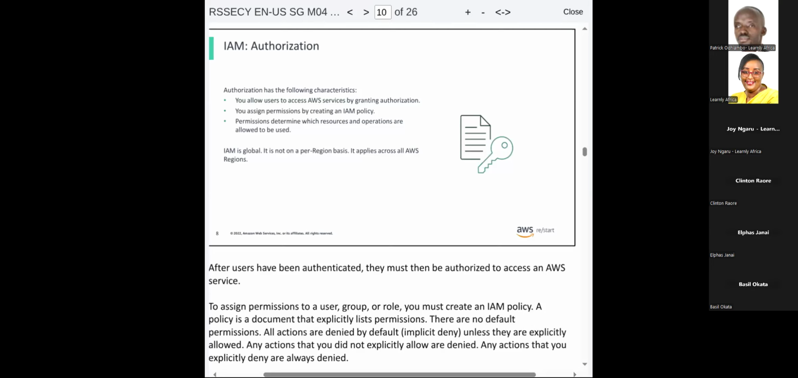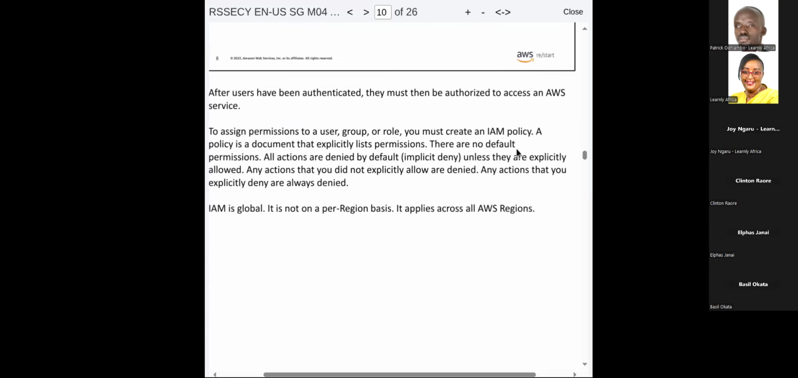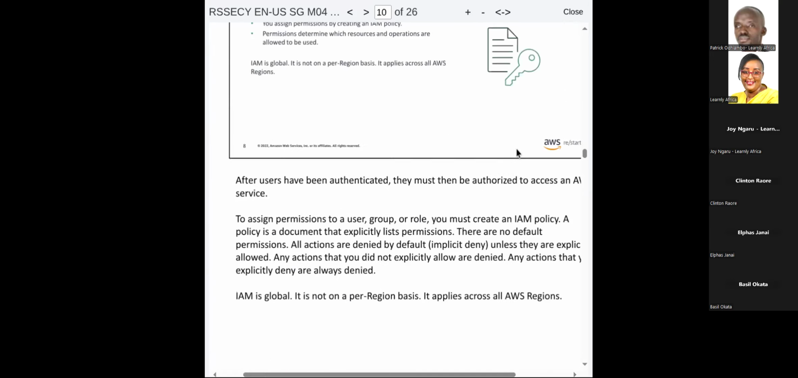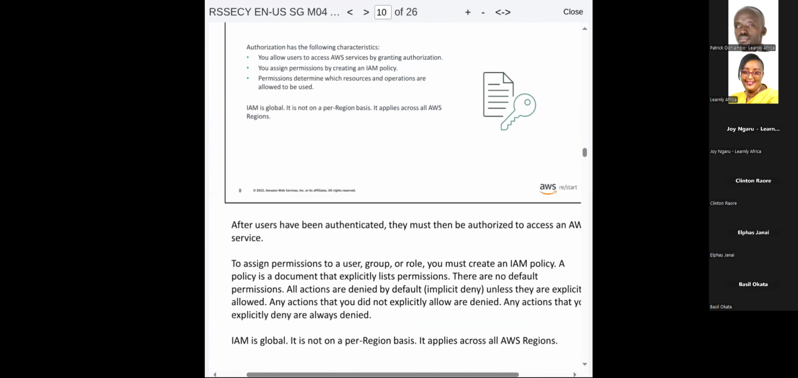Okay. Now, what are the key characteristics of authorization? Authorization contains explicit authorization. It says users must be granted permissions via IAM policies to access IAM services. It's very clear, okay? And it is policy based. Permissions are assigned by creating and attaching an IAM policy to users, groups, and roles. And you guys, I said a policy is in which format? What type of document is a policy? IAM policy.